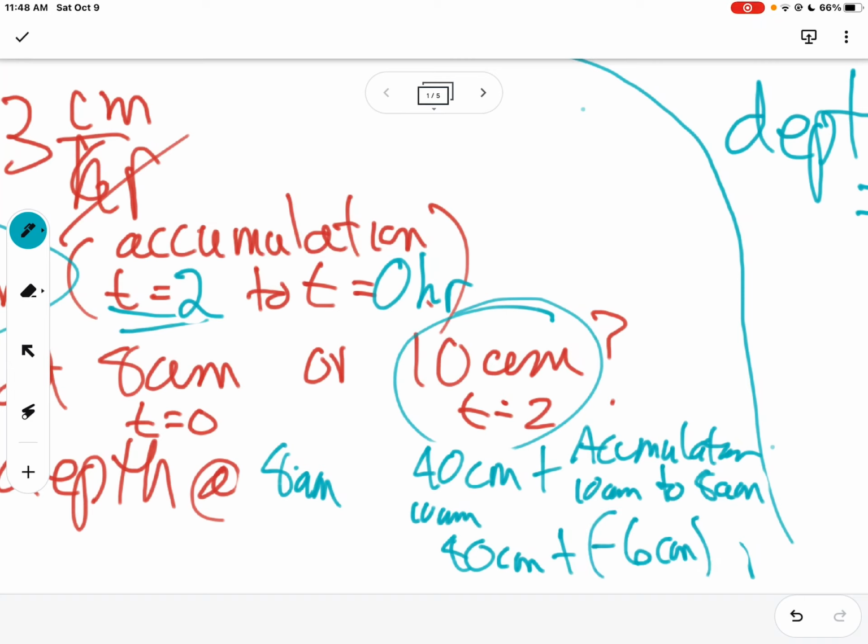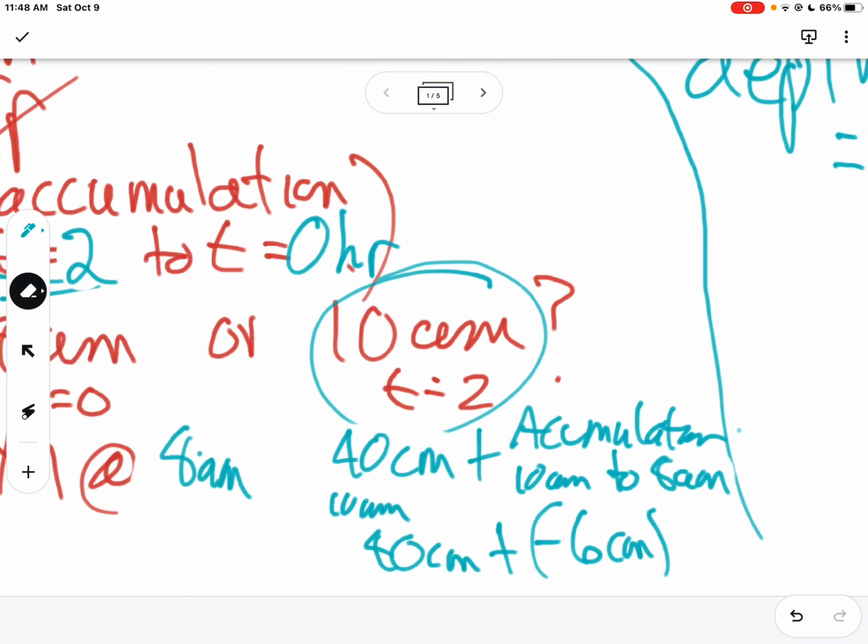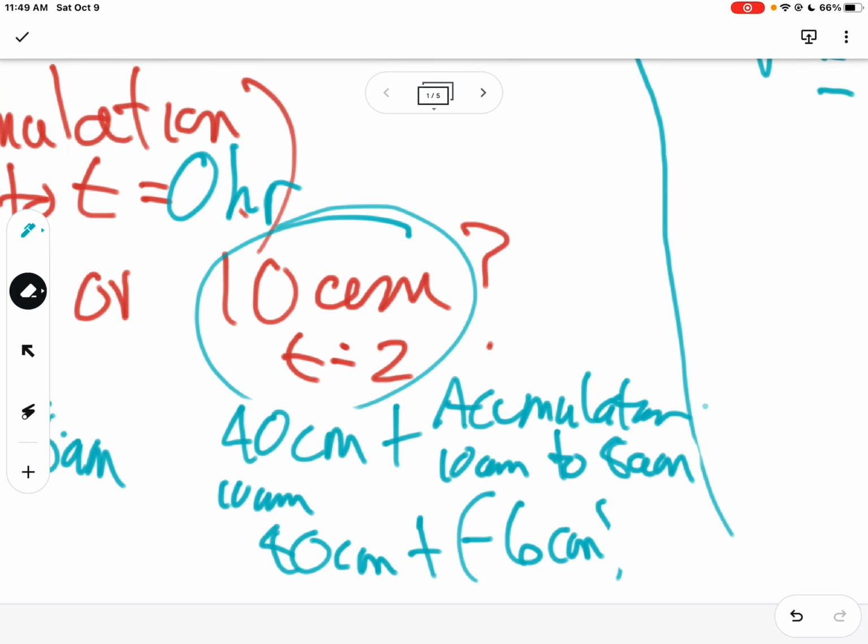Why is it a negative? Because the snow is less deep. Okay, at 8 a.m. there's less snow. There has to be, right? Because it was snowing. If you look at it from 0 to 2, it accumulated. So if you're looking backwards in time, it's actually like melting off snow, right? Because you're going back to the start of the storm before the snow accumulated. And the overall depth is then 34 centimeters at 8 a.m.